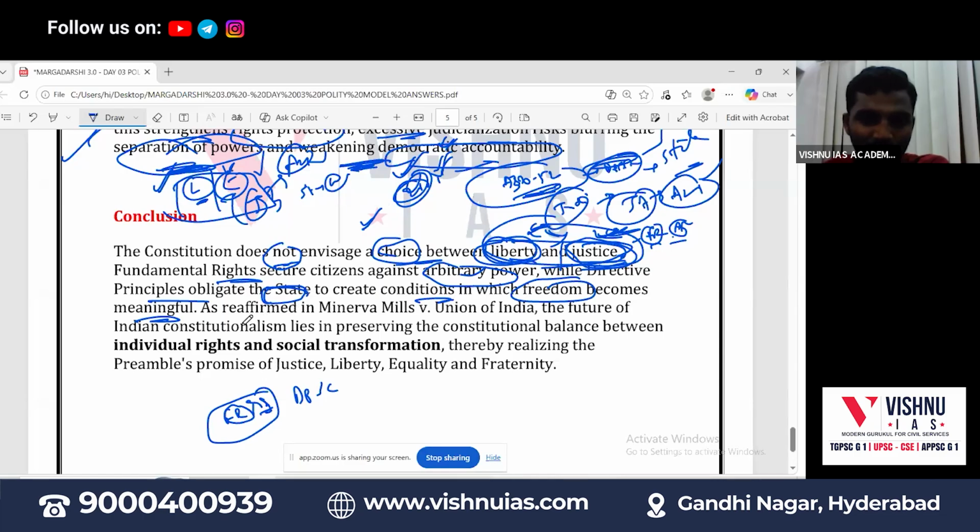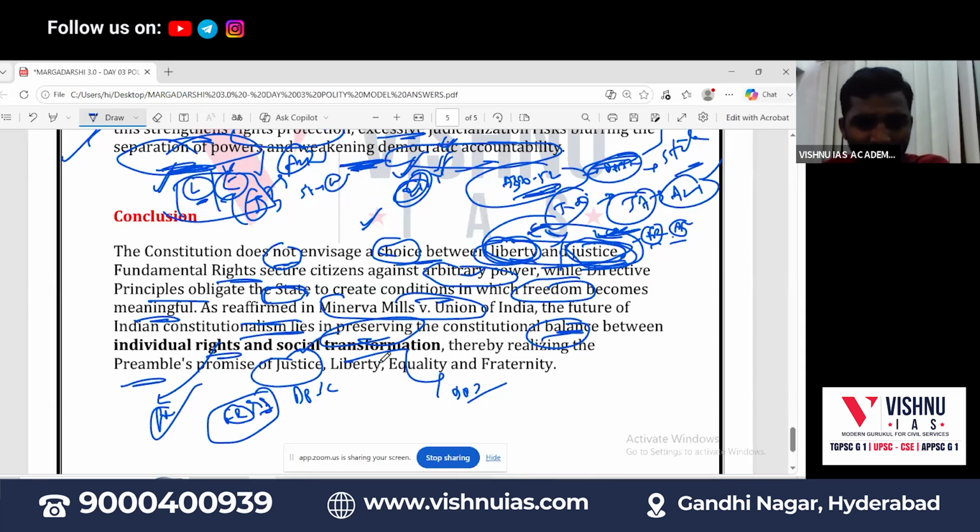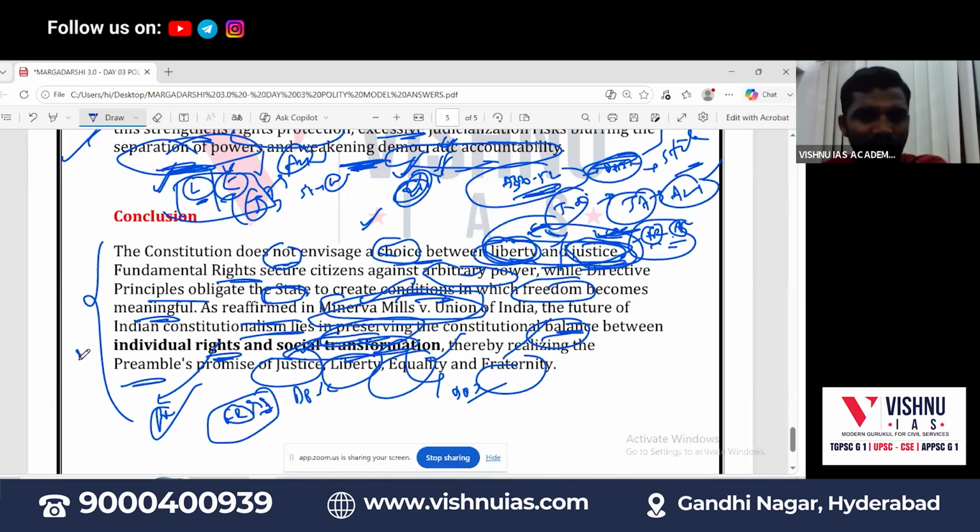That's the idea. As reaffirmed in the Minerva Mills case, the future of constitutionalism lies in what? Preserving this balance. The balance between what? Individual rights, that is fundamental rights, and social transformation, that is DPSPs, thereby realizing the Preamble's promise of constitutional values like justice, liberty, equality, and fraternity. So in the conclusion, I have been writing the importance of the balance between fundamental rights and DPSPs. Also, I am quoting a judicial case, and I am saying the need for balance between individual rights and social transformation. If you can write 2 to 3 important lines among these 7 lines, that is more than enough for this question.